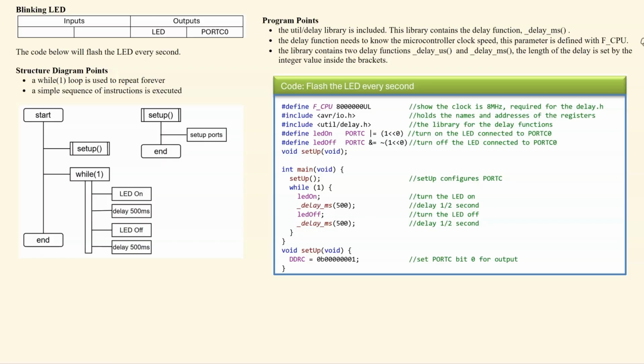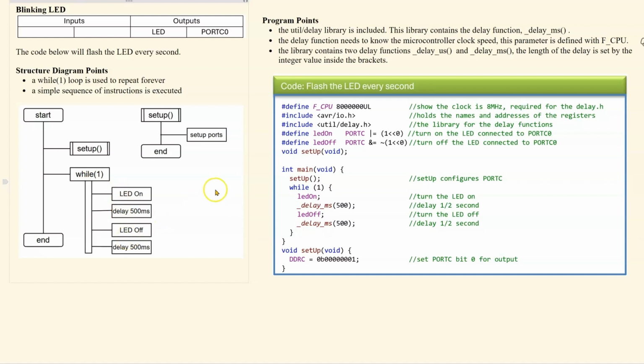This program will blink a LED on port C bit 0. For the timing delay, we use the delay millisecond function, which is stored in the util delay library. The structure diagram shows setup, where we set up the port, while one loop, and repeat forever, LED on, delay, LED off, delay.